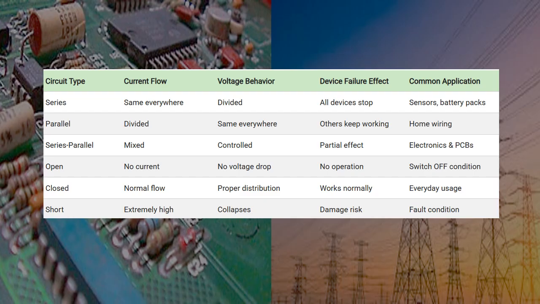Open circuit means there is no current in the circuit. The circuit is not complete, so there is no current flow. Current will always make its way back to the source. If there is an open circuit, current will not flow. If the circuit is closed, there is a guarantee that the current will come back to the source, so the current will flow. But if there is an open circuit, current will not flow. No voltage draw, no operation: a switch-off condition. In a closed circuit, the current flows, voltage is properly distributed, and everything works normally. For everyday use, like when we switch on the switch and power comes on, the light comes on, the fan comes on.